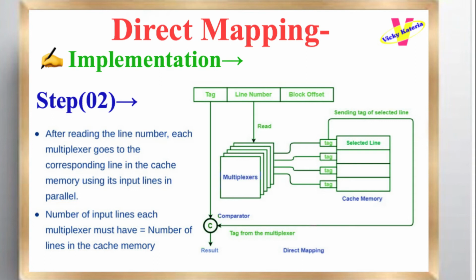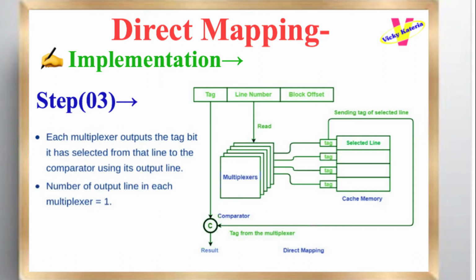Step 2. After reading the line number, each multiplexer goes to the corresponding line in the cache memory, using its input lines in parallel. The number of input lines each multiplexer must have equals the number of lines in the cache memory. Step 3. Each multiplexer outputs the tag bit it has selected from that line to the comparator using its output line. The number of output lines in each multiplexer equals 1.